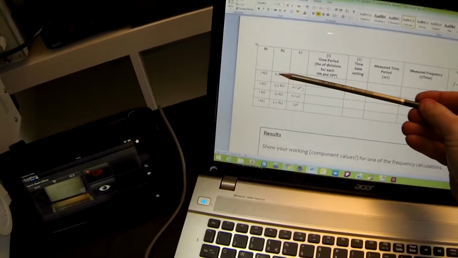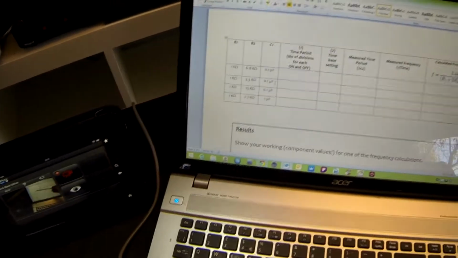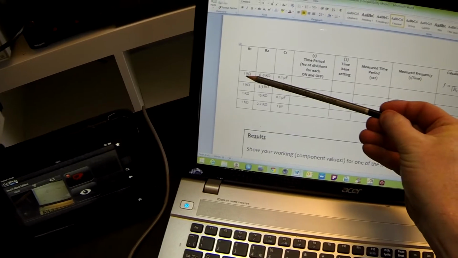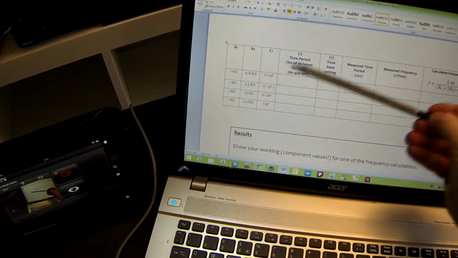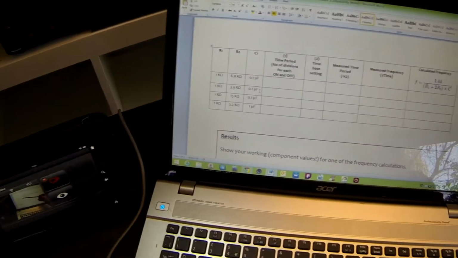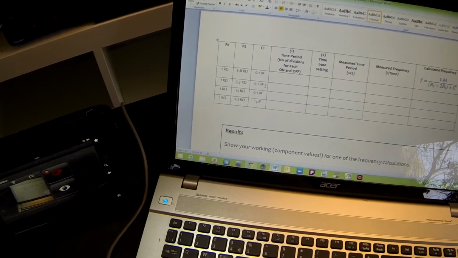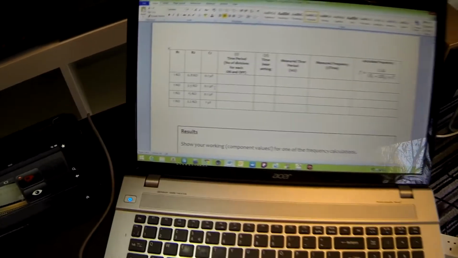And in the table that we're going to be using, we're going to be doing 4 different combinations of values. We're going to be starting with R1 as a 1K resistor, R2 as a 6.8K resistor, and C as our 0.1 microfarad capacitor. Okay, let's have a little look at the circuit.